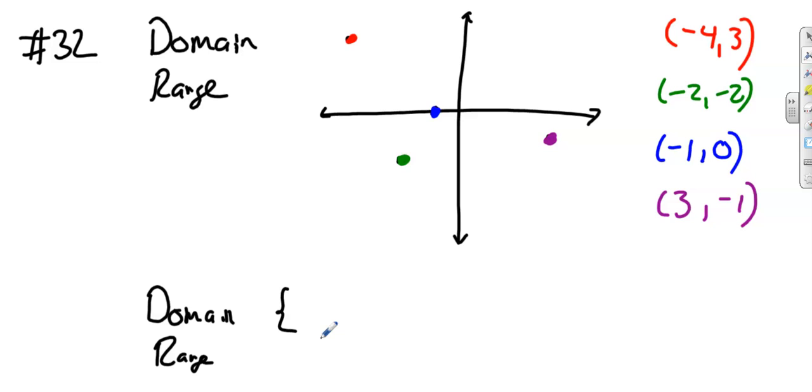Okay, so for your domain, just go back and list off the numbers, and again, it's just your x values. Order or not, it doesn't matter, as long as you got all the numbers here, that's fine. So it's negative 4, negative 2, negative 1, and 3. And for the range, 3, negative 2, 0, negative 1.